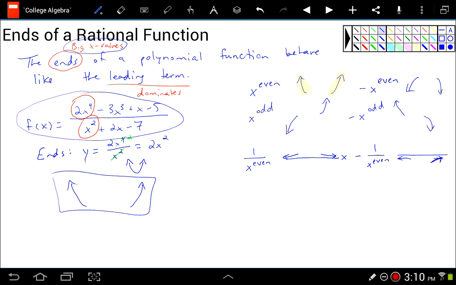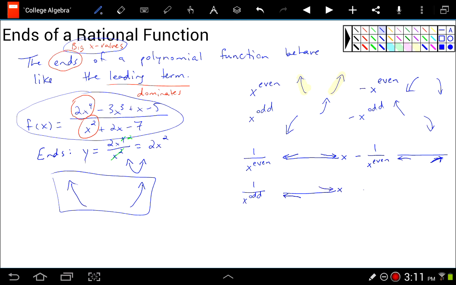Okay? So you approach the x-axis, but from the bottom. And if you have 1 over x to an odd power, the left end is negative, and the right end is positive. That's also true here. But you'll have to approach the x-axis. So here's our x-axis again. The left end is negative, but it approaches the x-axis, and the right end's positive, so it approaches the x-axis from the top.